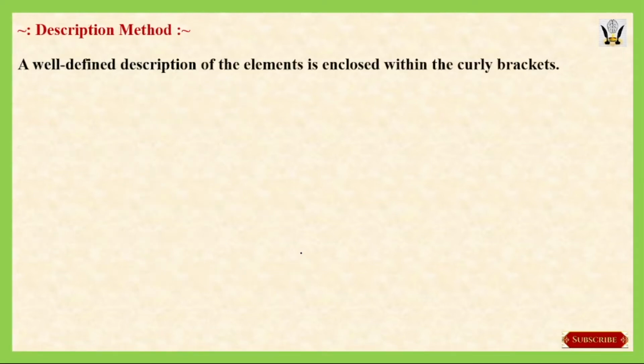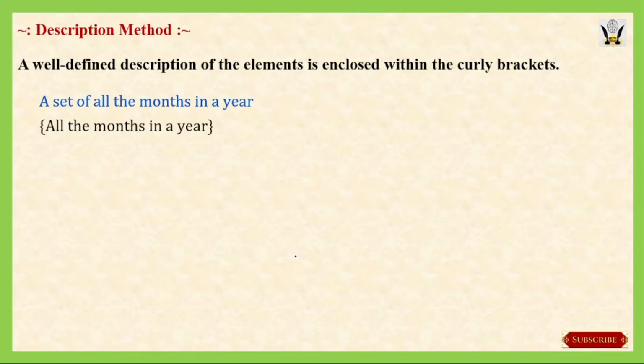Next we will see the different methods of representation of a set. The first method is the description method. In this method, a well-defined description of the elements is enclosed within curly brackets. Suppose we want to represent a set of all the months in a year, then it will be represented this way. Within the curly brackets, we will write all the months in a year. That will signify that within that set, we will have 12 elements, and those 12 elements will mean all the 12 months in a year.